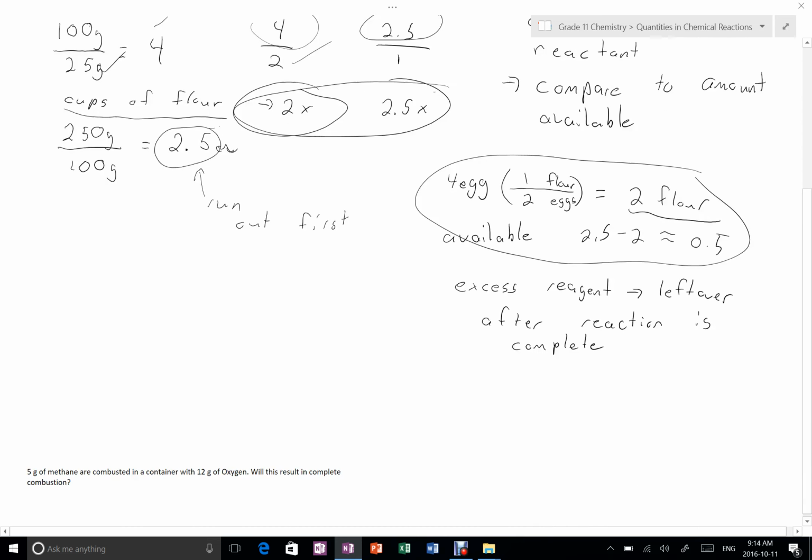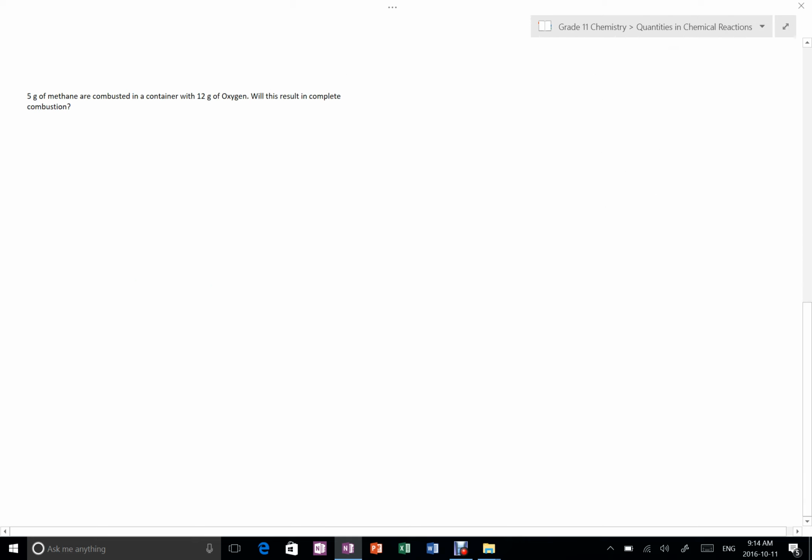Let's do this with real chemicals. Methane is combusted with oxygen gas, and the question is, is it going to be complete combustion? Remember, complete combustion occurs as long as oxygen is not the limiting reagent.